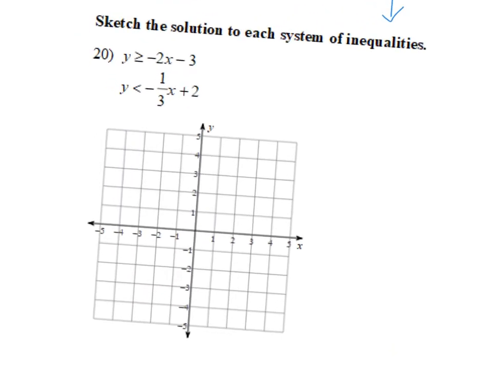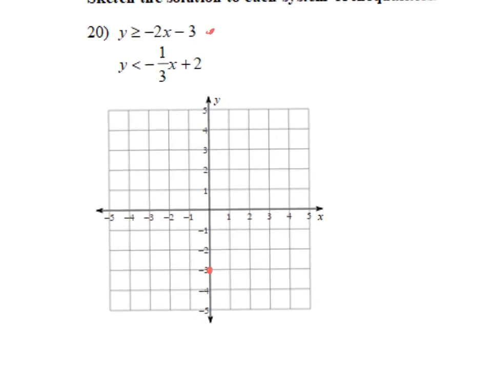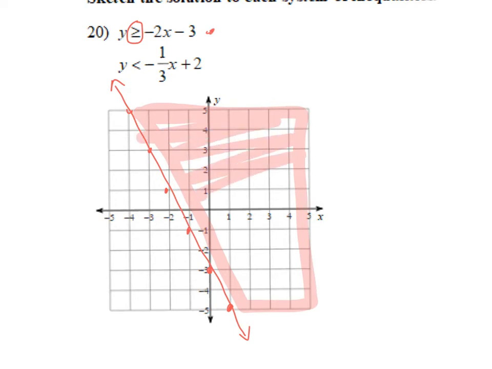Okay, this one, graph. All right, so on the first one here, I will make this guy the red one. I'm going to start at negative 3. A negative 2 slope would be down 2, right 1. Same thing going the other way. Okay, it is going to be a solid line. And then looking at this sign here, that sign says greater. So I'm going to shade everything on this side here.